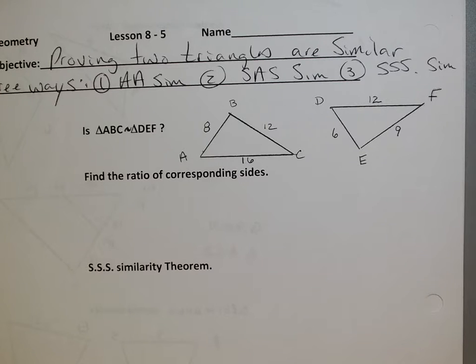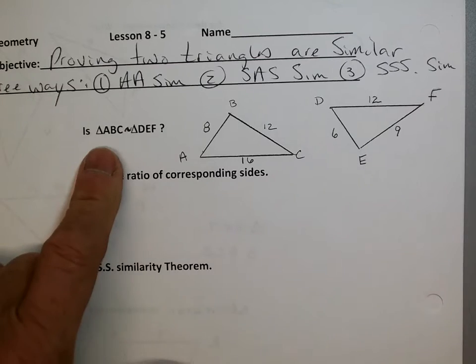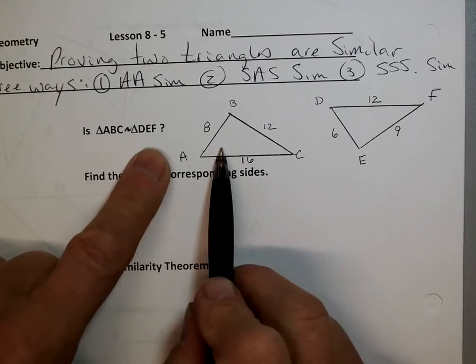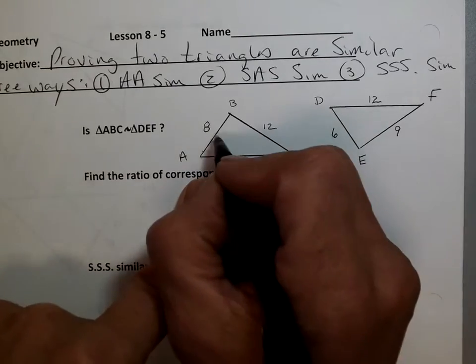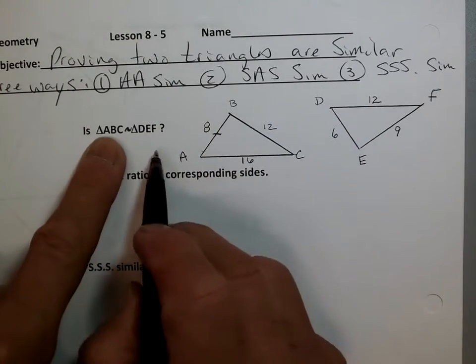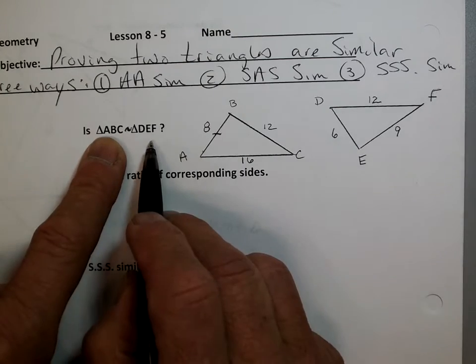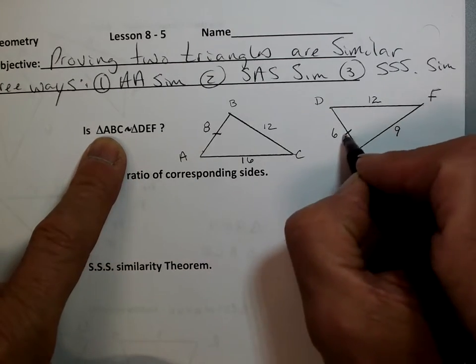Now let's take a look at the first example. It says triangle ABC is similar to triangle DEF? First of all, I kind of drew them upside down. So we have to figure out what side goes with what. It looks to me like AB would have to go with DE, and I'll show you another way how I know that.